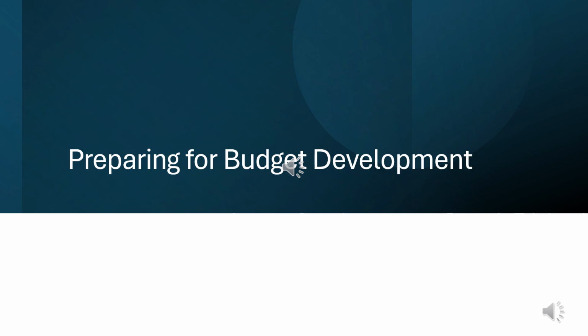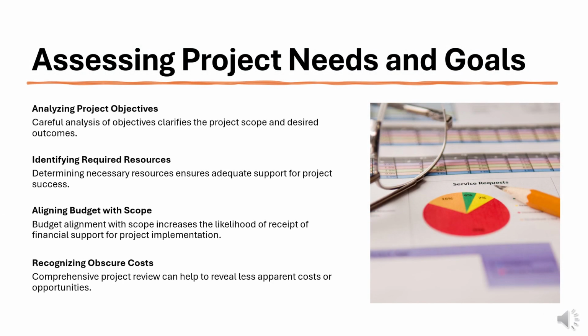Now, let's move on to preparing for budget development. Before building your budget, it is essential to clarify the project's objectives, scope, and activities, ensuring a clear understanding of the intended outcomes. Identifying the resources required for success helps to align the budget with the project's goals, guaranteeing that the necessary financial support is in place for effective project implementation and increasing the likelihood of receiving funding.